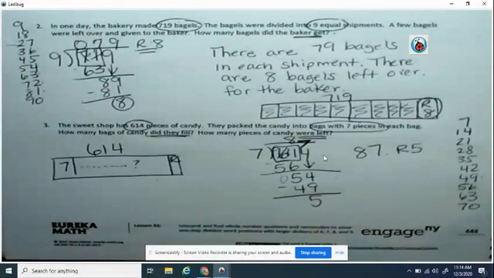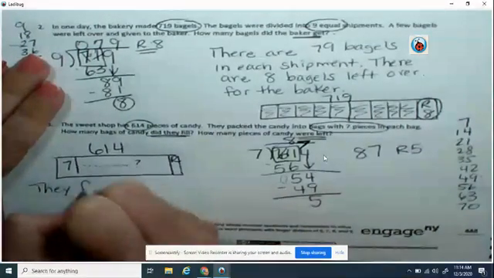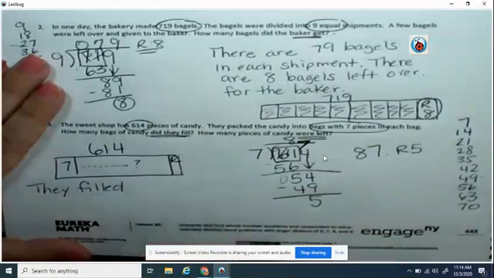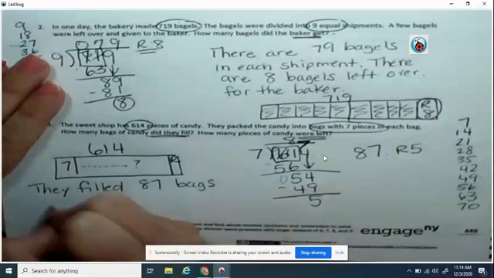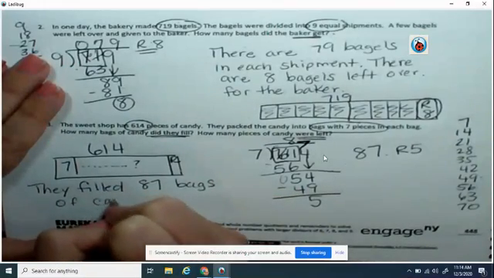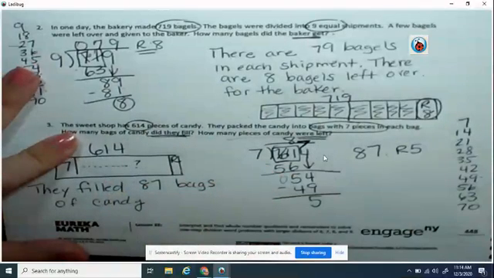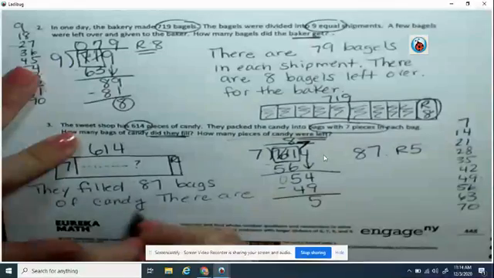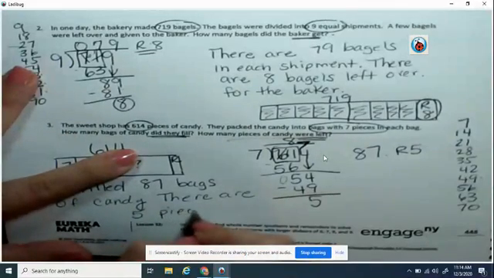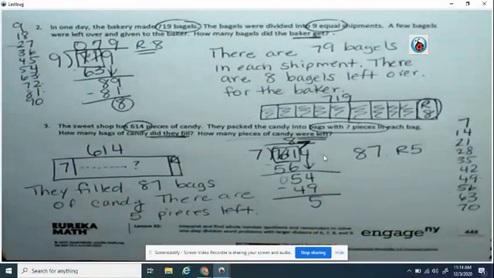Okay, and now I need words. Okay, so they filled 87 bags of candy. That's the first sentence. And then how many were left? There are 5 pieces left.